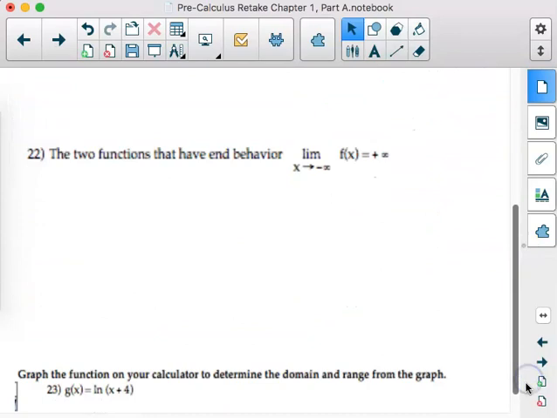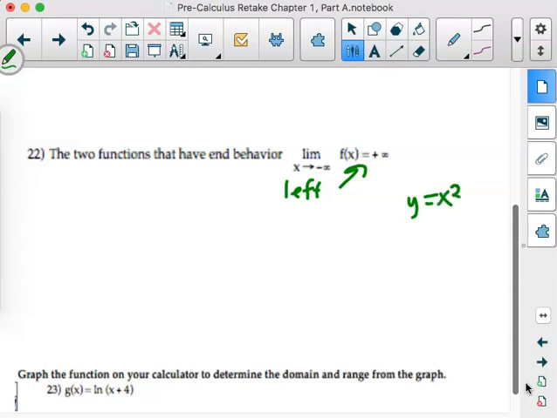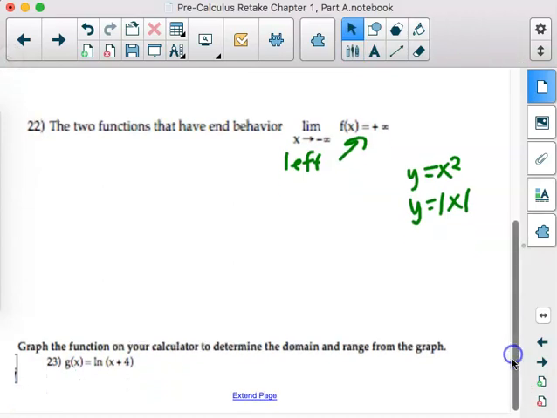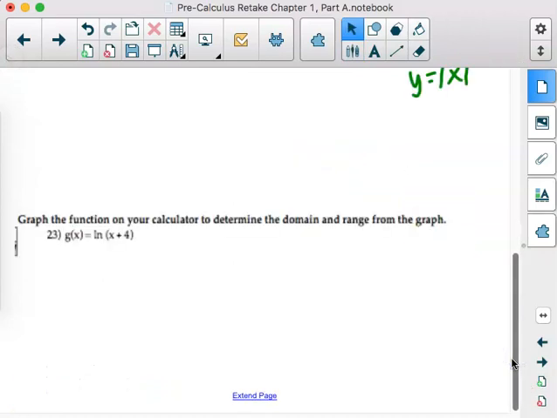And then 22 says the 2 functions that have end behavior, that as you go to the left forever, they are increasing. So again, you have to think back through all of those, and actually you thought of them while you were looking at number 21, because 2 of the 3 come from your answer to number 21. y equals x squared, our parabola, goes up to the left forever, and y equals the absolute value of x. Those are the only 2 that have that property.